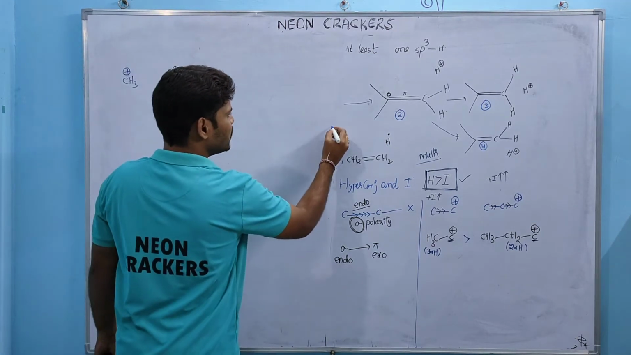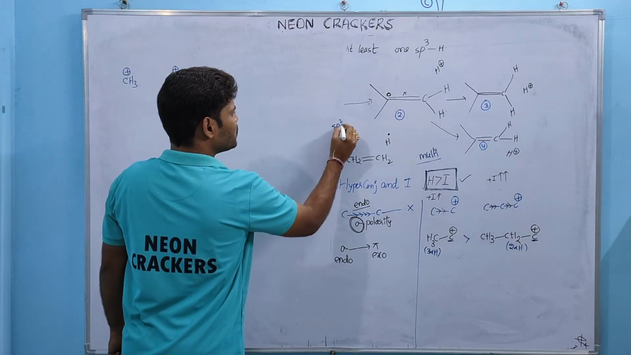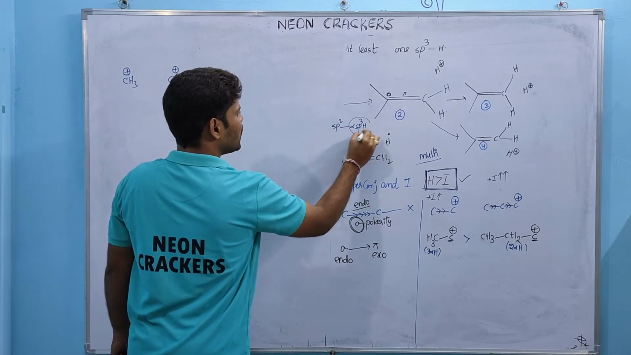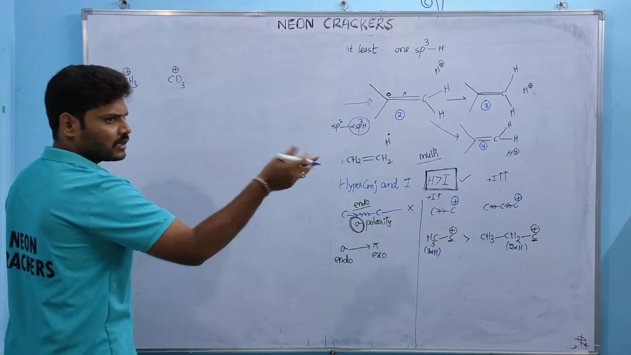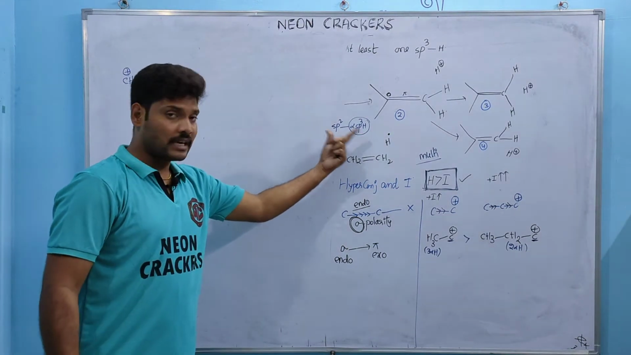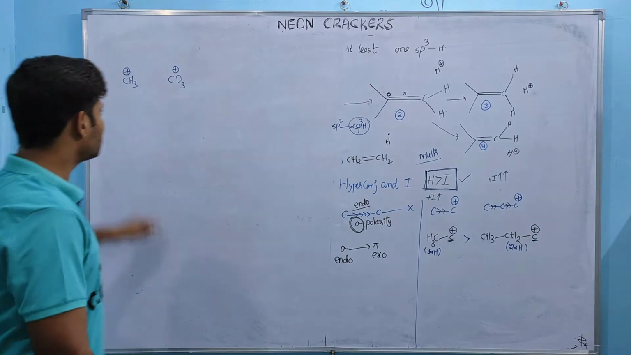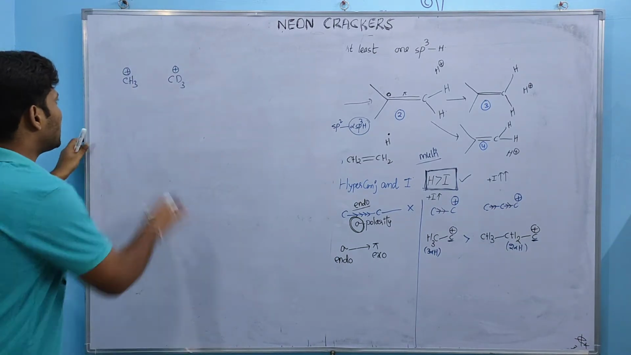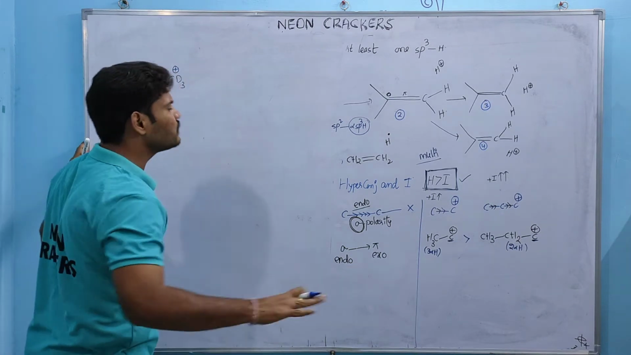Hyperconjugation condition: an sp2 atom with respect to an alpha sp3 hydrogen, which means an alpha sp3 carbon connected with hydrogen atoms. There should be at least 2 carbons, but here only a single carbon is present. So hyperconjugation is absent here, absolutely absent.